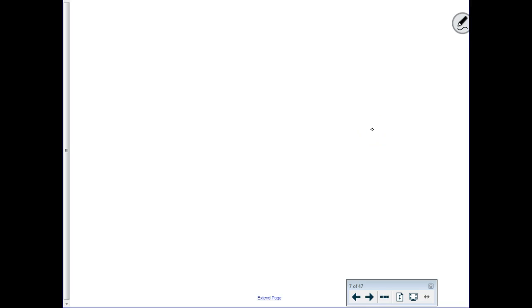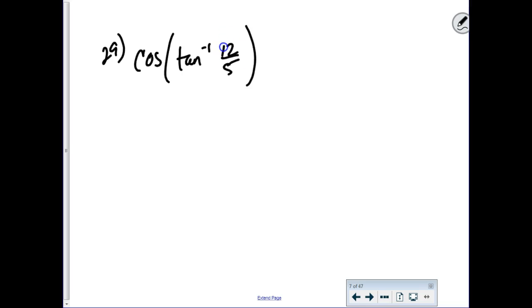So 29, they have composition again. But this time it's cosine applied to an arctan 12 over 5. So this inside piece is not something I'm going to find on my unit circle, but it is something that I could draw. So just assume that we're in the first quadrant because that's where arctan will come out positive. And I'm going to draw what is bound to be a very horrible triangle that's not at all appropriate for size. But the tangent ratio is 12 over 5.